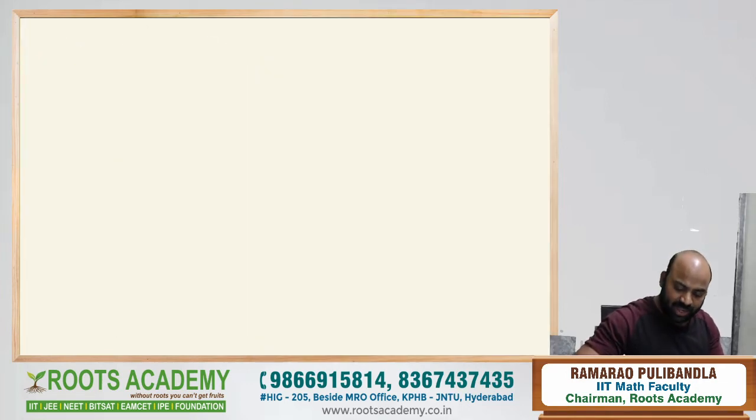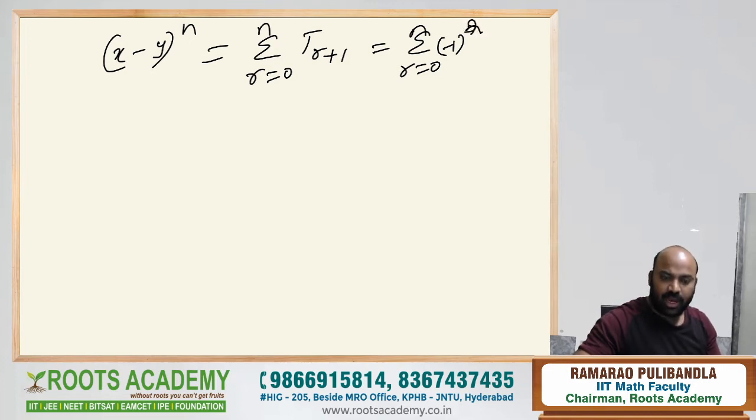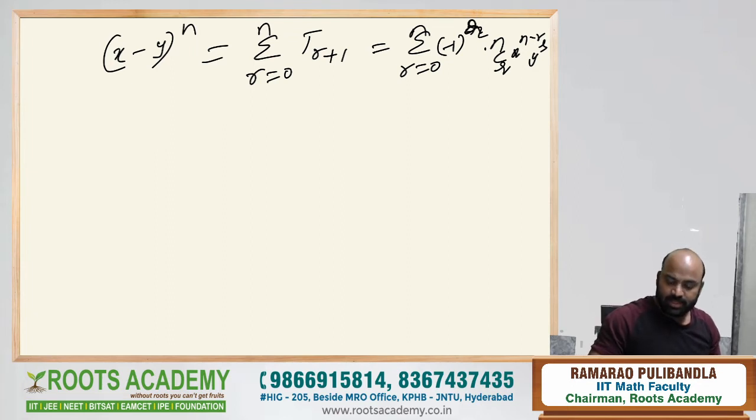For example, if I have (x minus y) whole power n, what can I write? I can write it as sigma r equals 0 to n of T r plus 1. That's nothing but sigma r equals 0 to n of (minus 1) whole power r into nCr into x power n minus r into y power r. So all of you take it down. So (x minus y) whole power n can be written like this.